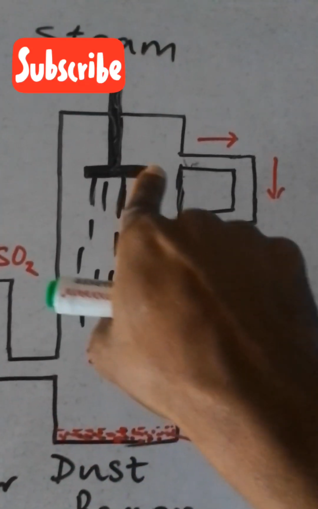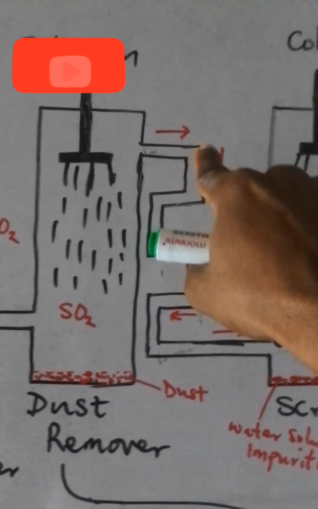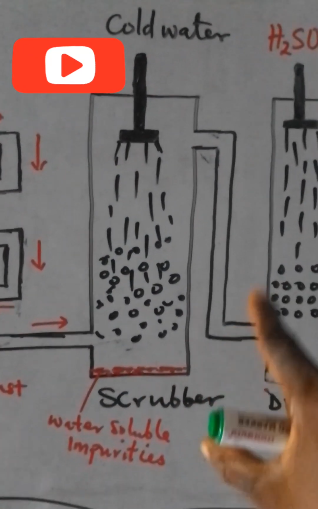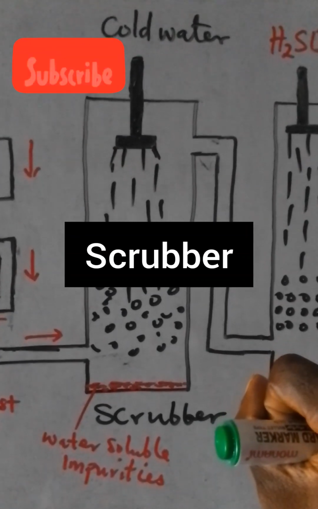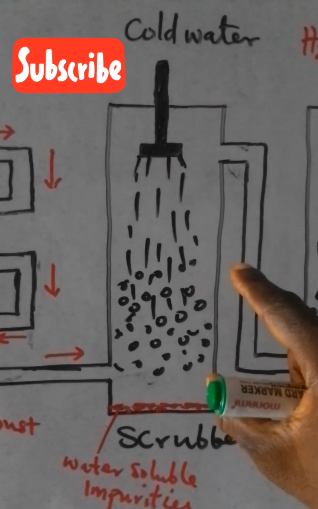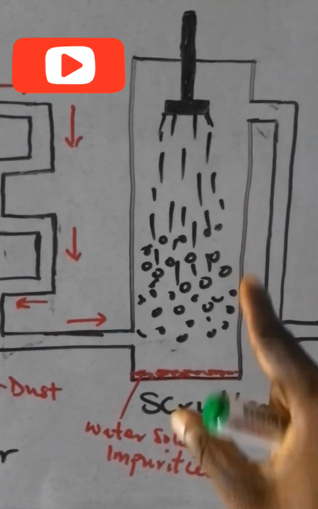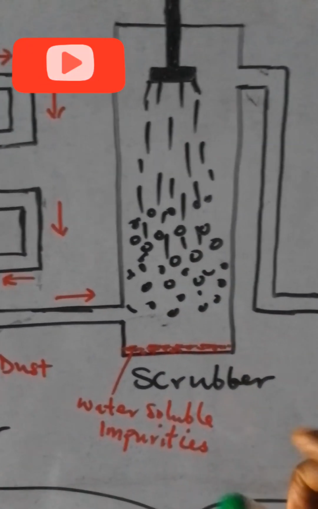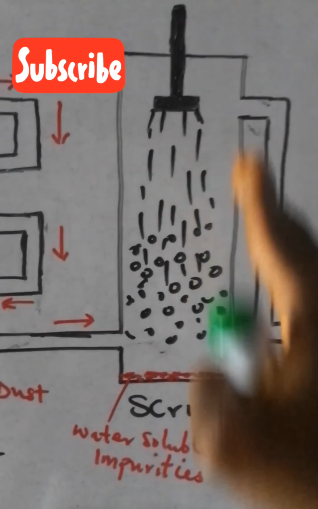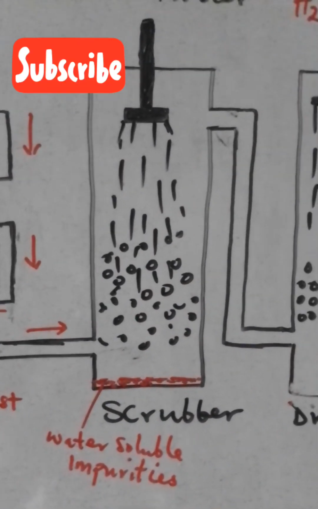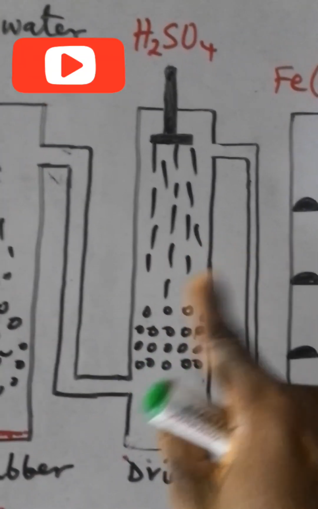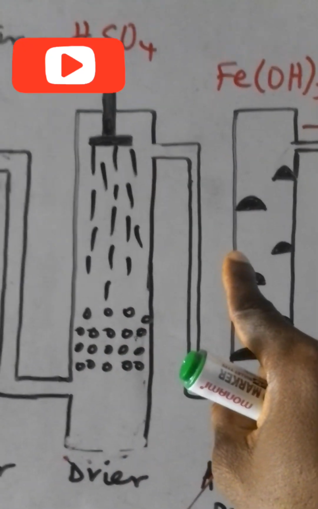The next is that sulfur 4 oxide moves out of the dust remover, and the next chamber it enters is the scrubber. In this scrubber, cold water is sprinkled, and what the cold water does is remove water-soluble impurities. Any impurity that dissolves in water, the cold water dissolves it away from the mixture. And the journey continues. The next chamber the sulfur 4 oxide enters is called the Drier.